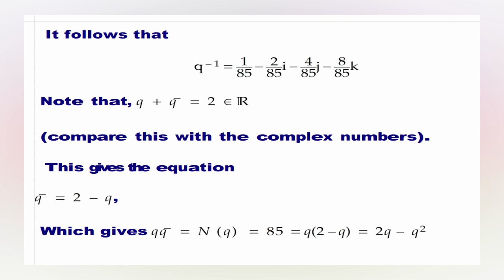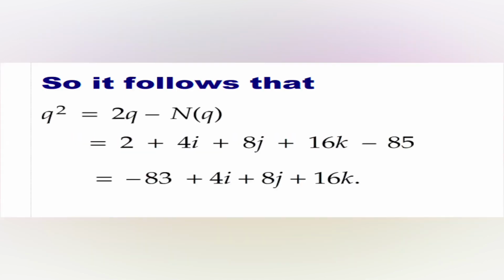Note that Q plus Q bar is equal to 2 in R. Compare this with the complex numbers. This gives the equation Q bar is equal to 2 minus Q, which gives Q into Q bar is equal to N of Q is equal to 85. Q into 2 minus Q is equal to 2Q minus Q square. So, it follows that Q square is equal to 2Q minus N of Q, which is equal to 2 plus 4i plus 8j plus 16k minus 85. So, the answer is minus 83 plus 4i plus 8j plus 16k.